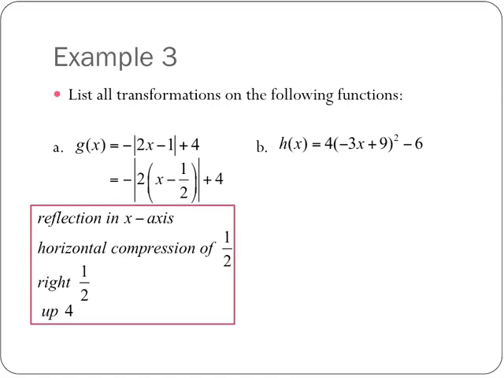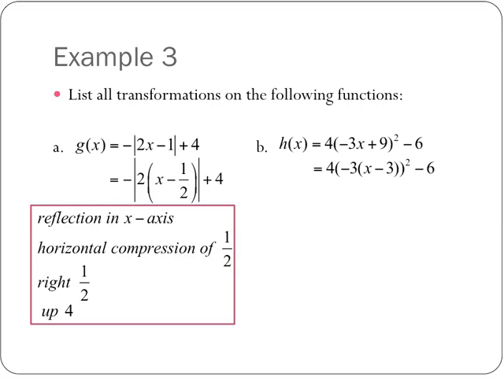Okay, let's look at the next one. H of x equals 4, parentheses negative 3x plus 9, parentheses squared, minus 6. So again, first thing we want to do is factor out that negative 3. So that's the same as dividing everything inside the parentheses by negative 3. So this will be 4 times negative 3 parentheses x minus 3 and then squared minus 6.